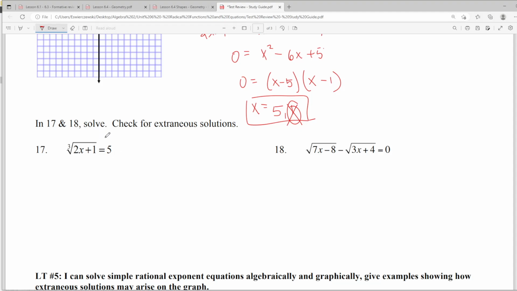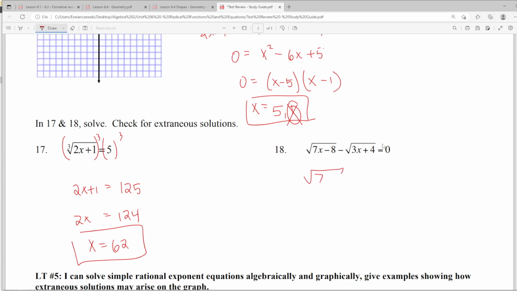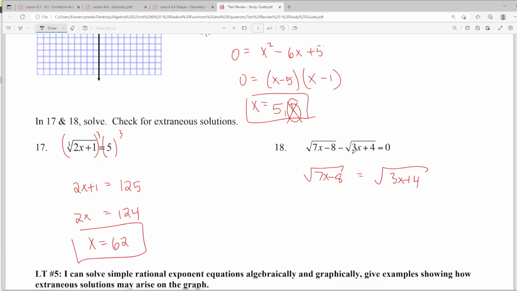Now in number 17, I'm going to cube both sides. You get 2x plus 1 equals 125. 2x equals 124. X equals 62. I'm going to leave number 18 for you to do. First step, you would add this radical to the other side. You get 7x minus 8 equals 3x plus 4. You'd square both sides and solve.